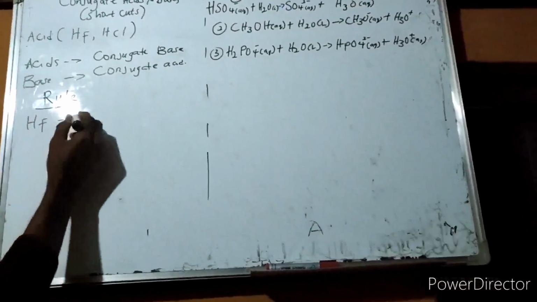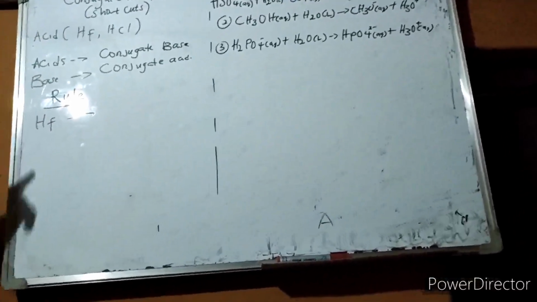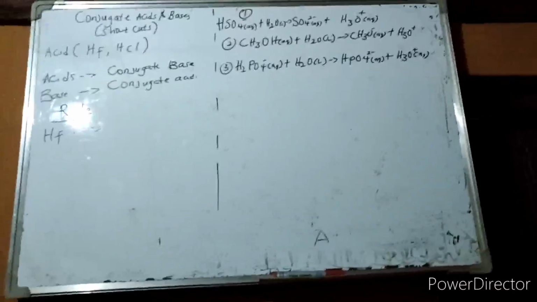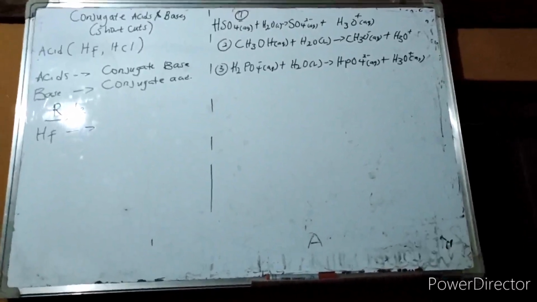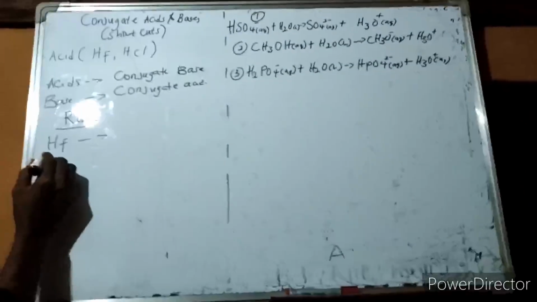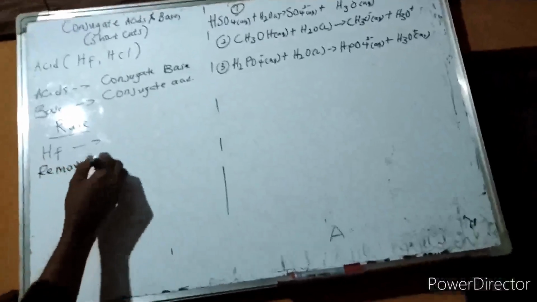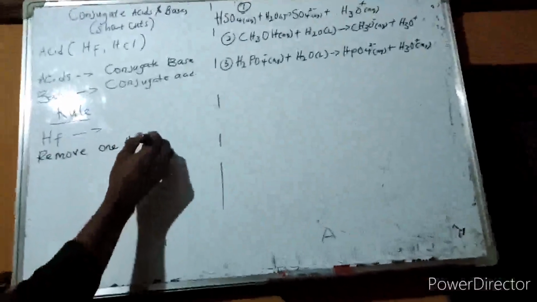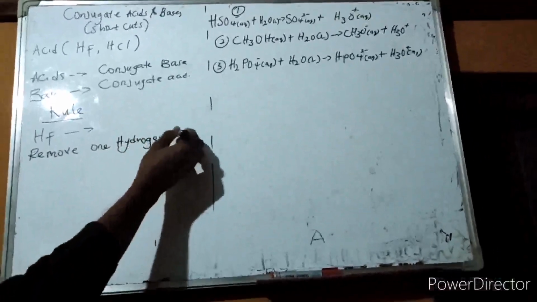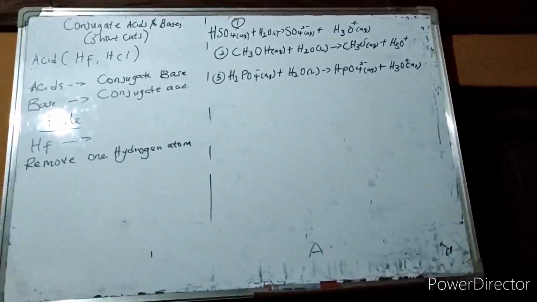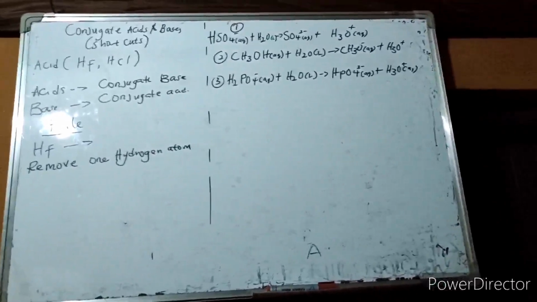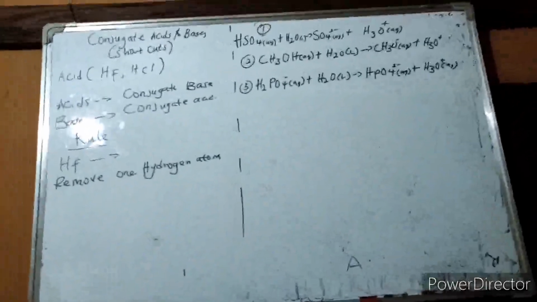To get the conjugate base, the rule says remove one hydrogen atom from that acid. You understand? Remove one hydrogen atom from that acid.